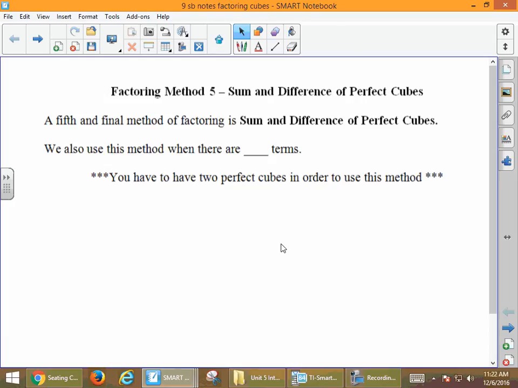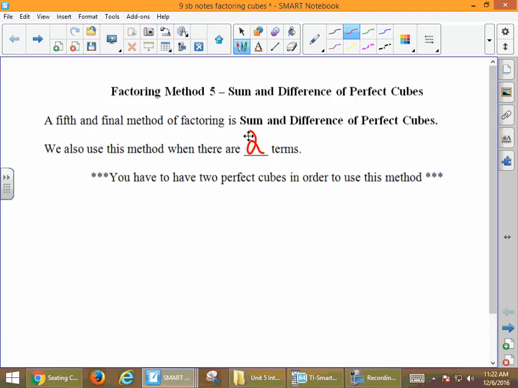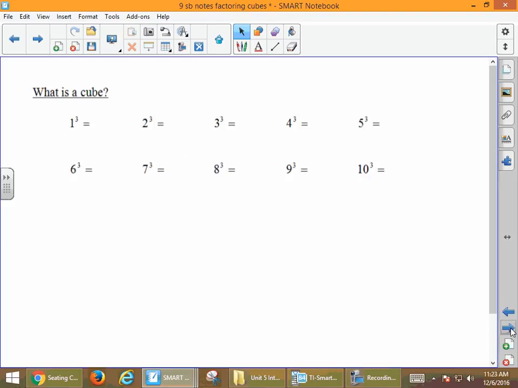And the reason why I say that is because in this particular method, like yesterday's particular method, there are two terms, in the sum and difference of squares and the sum and difference of cubes. The difference here is that we have to have two cubes in this problem, whereas we had to have two perfect squares in our earlier notes. But let's talk about what a cube is, like we did with our squares.